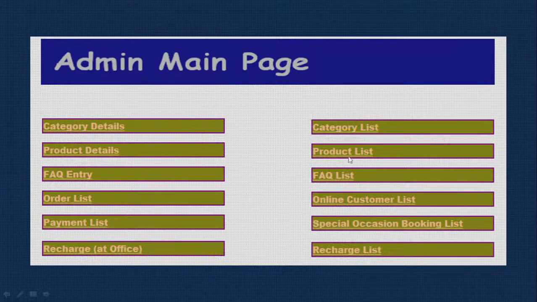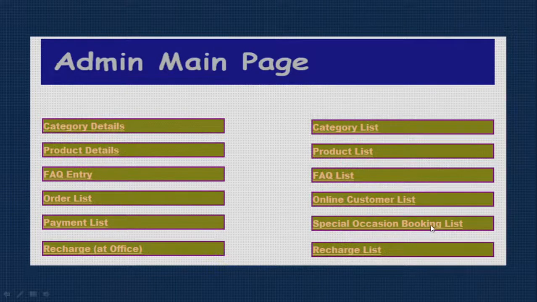So here are the options for the admin main page. Category, food category and the corresponding list. Product details, that means the food products, that detail and the corresponding list. FAQ entry, FAQ is frequently asked questions, and the corresponding list. This one is important, order list. The orders placed by the students, that admin can view here. Then this is the customer list or student list, and the payment list. The money they paid, that list will come.